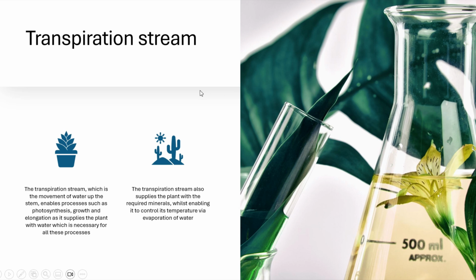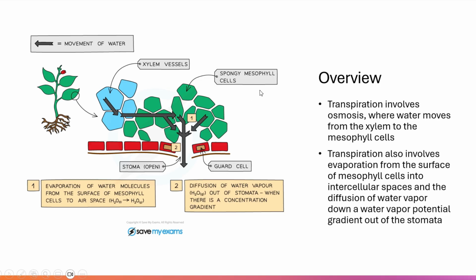Transpiration stream. The transpiration stream is the movement of water up the stem. It enables processes such as photosynthesis, growth, and elongation as it supplies the plant with water, which is necessary for all those processes. The transpiration stream also supplies the plant with the required minerals whilst enabling it to control its temperature via evaporation of water. Since at the end of the transpiration stream it's going to leave through the leaves and get evaporated, it's going to cool the plant down.